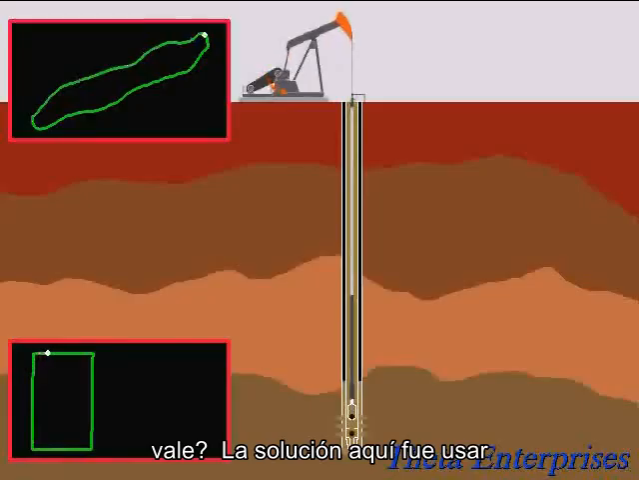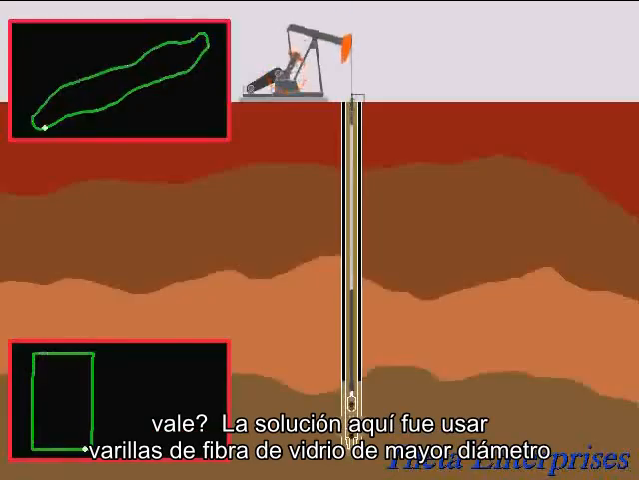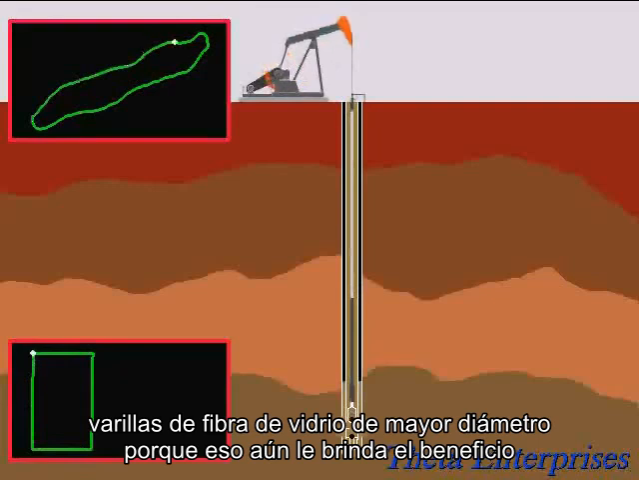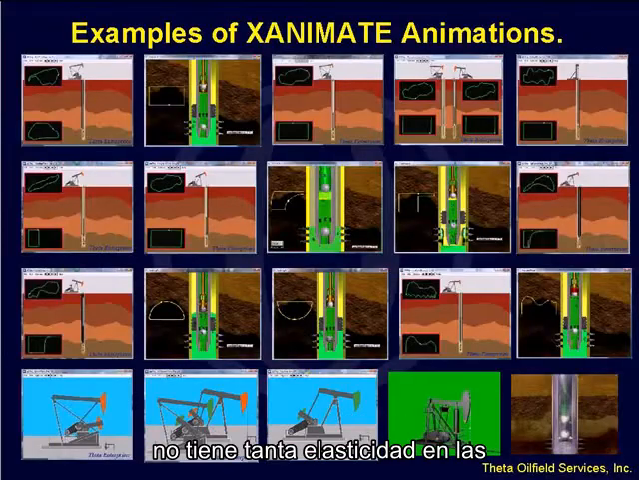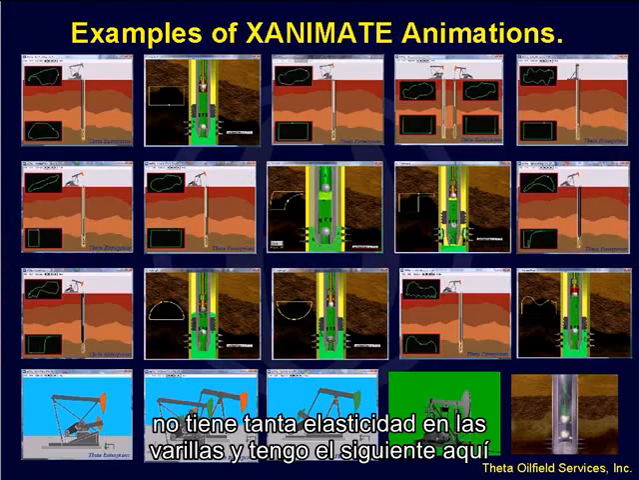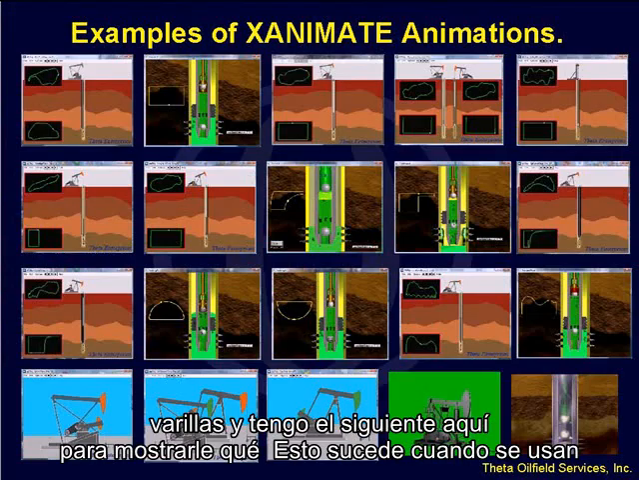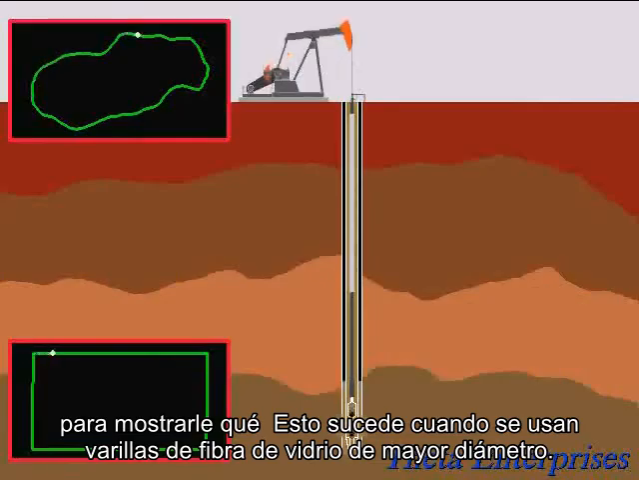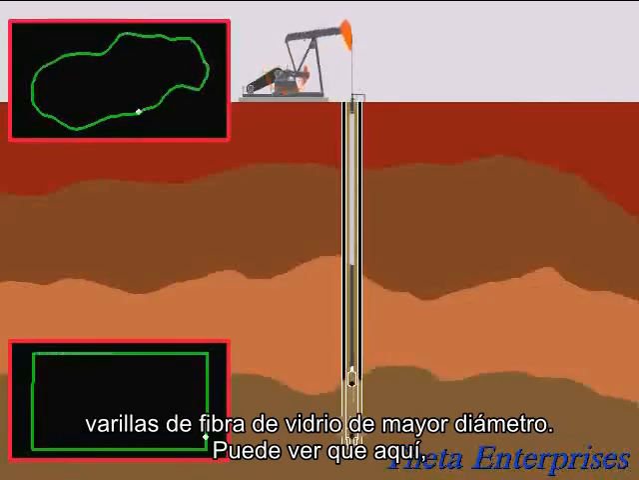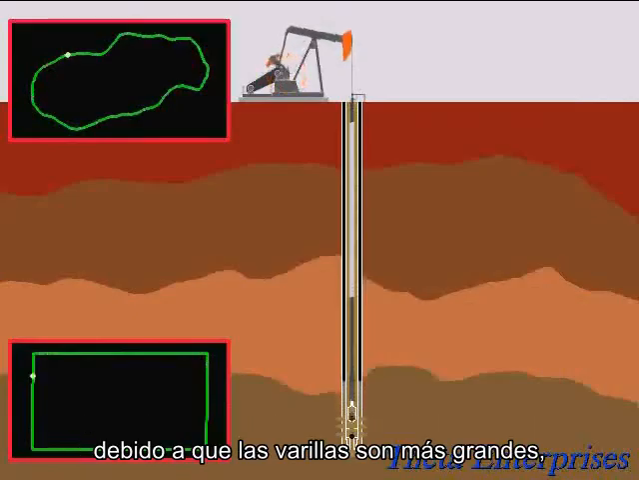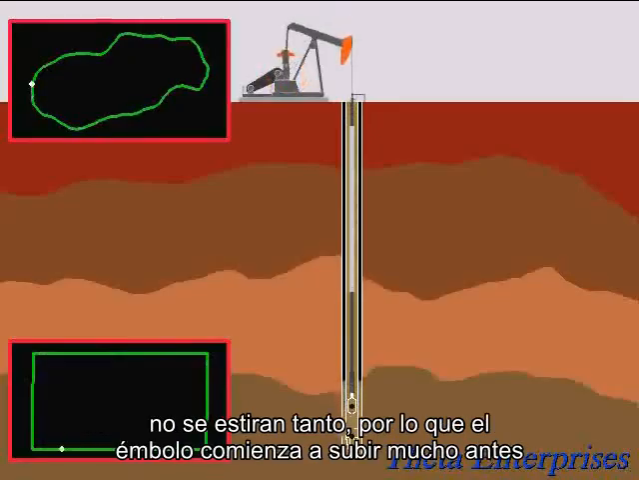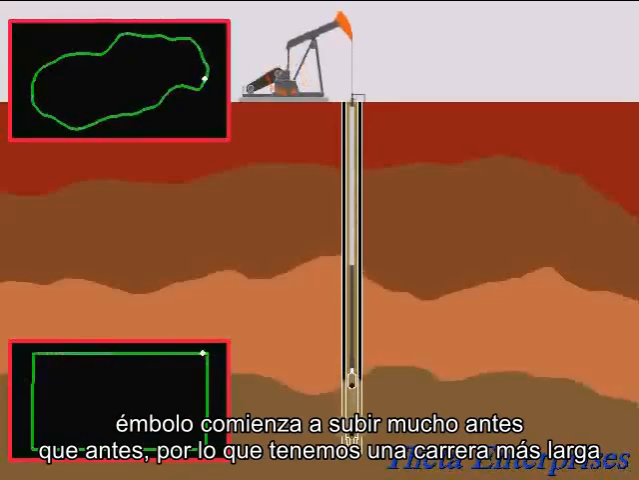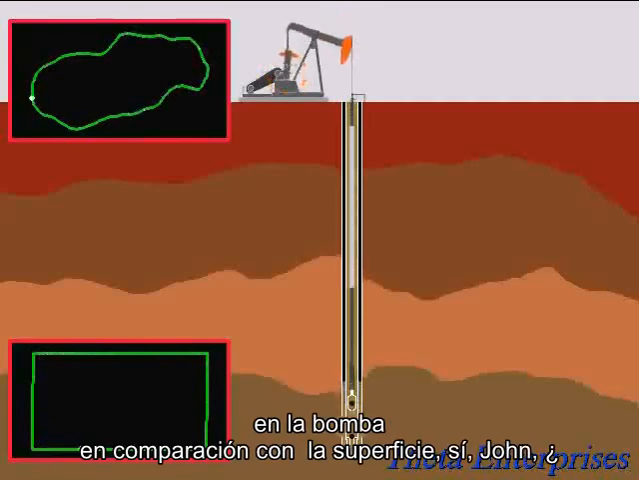Okay, so the solution here was to use larger diameter fiberglass rods, because that still gives you the benefit of using fiberglass and steel, of reduced loads and so forth, but it doesn't have as much stretch in the rods. And I have the after here to show you what happens when you use larger diameter fiberglass rods. You can see that here. Because the rods are bigger, they don't stretch as much, so the plunger starts to move up a lot sooner than before. So we have a longer stroke at the pump as compared to the surface.